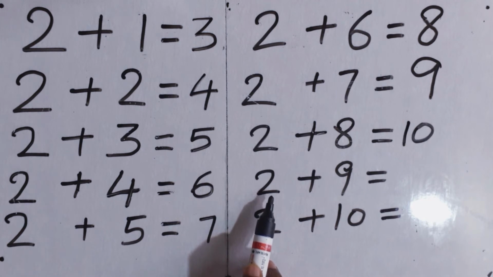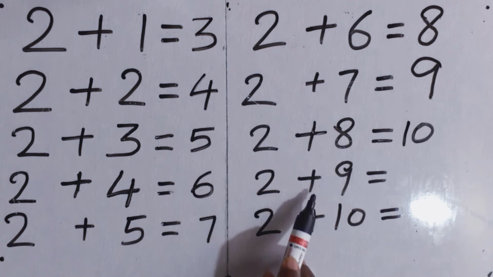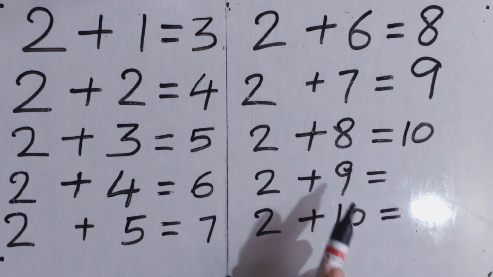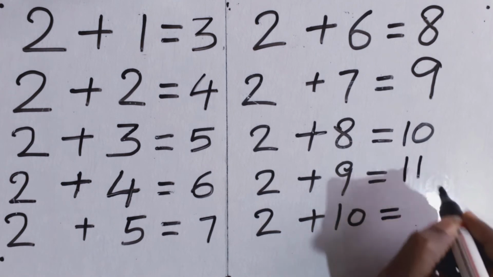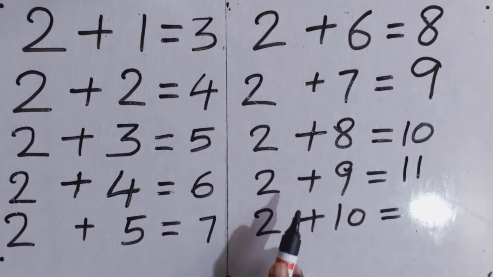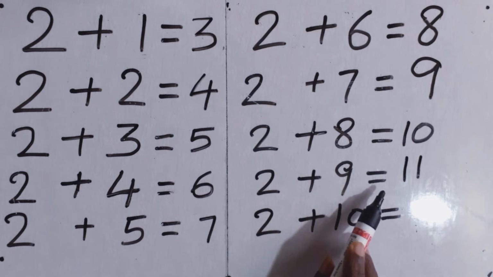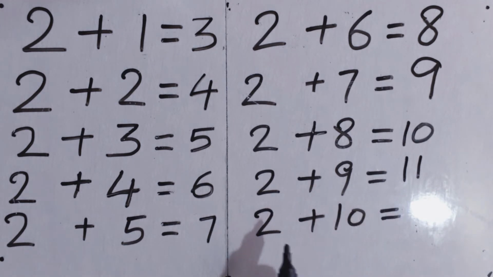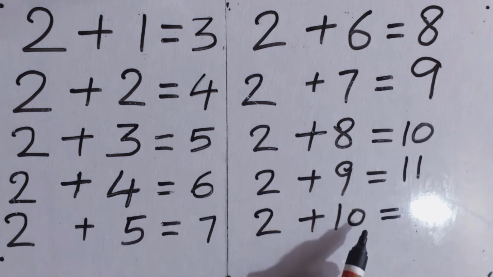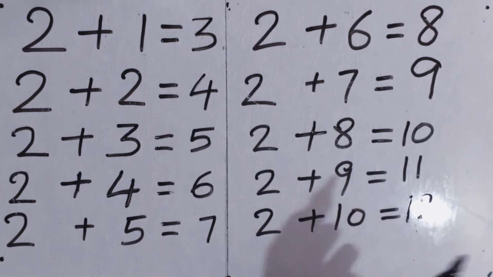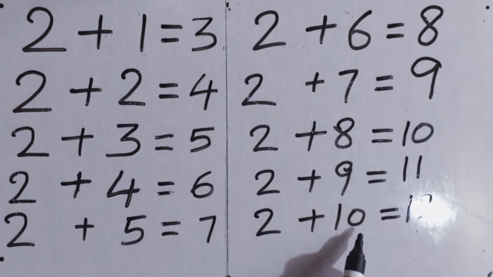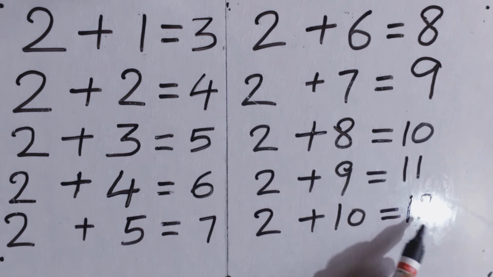Now tell me the answer. What is the answer? 2 plus 9. 2 plus 9 is equal to, write the answer here, 11. 2 plus 9 is equal to 11. Now tell me the answer. What is the answer? 2 plus 10. 2 plus 10 is equal to 12. Write the answer here.